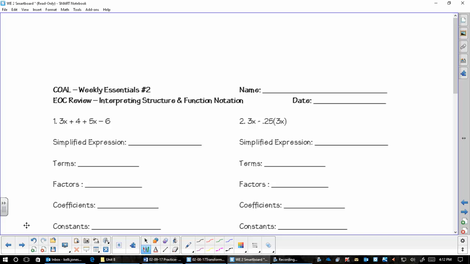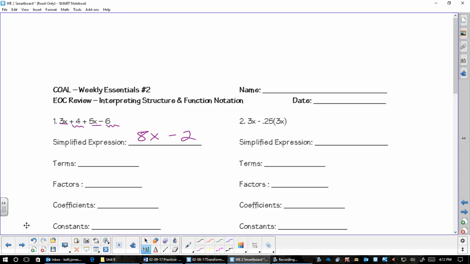So I want to see if there's any like terms that I can combine. So I see 3x, I see 5x. I know that's going to combine to give me 8x. And then I see 4 and negative 6. So 4 minus 6 is negative 2. So my simplified expression is going to be 8x minus 2.